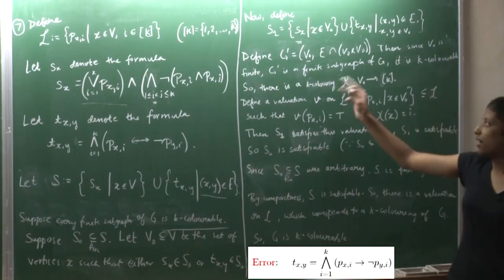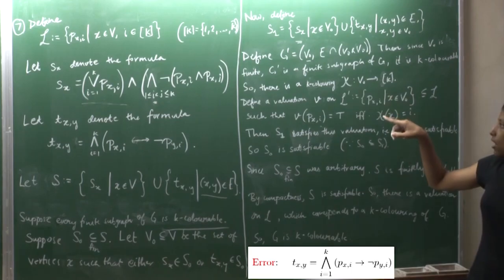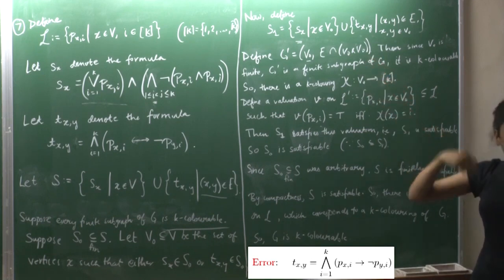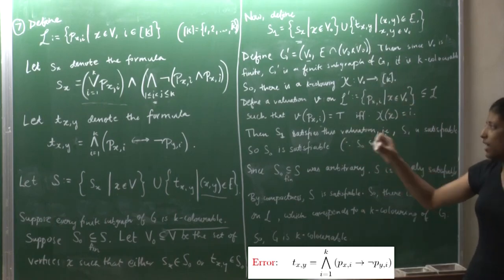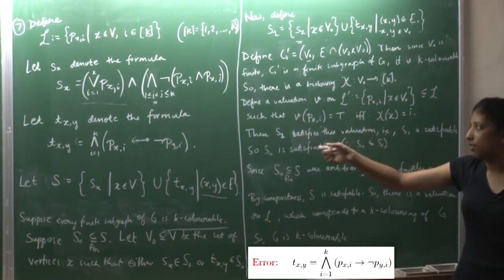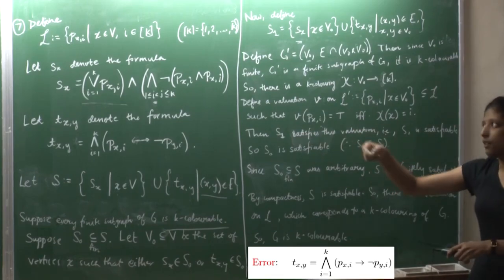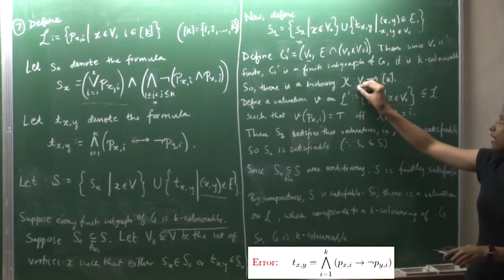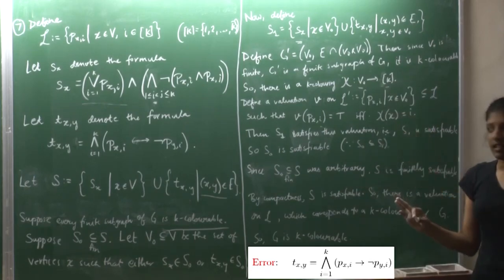By our hypothesis, it is k-colorable. So what does that mean? There's a k-coloring. So there's a function from the set of vertices to the set of k colors. And now, how from here do we say that our S1 is satisfiable? We want to define a valuation on the propositional variables. We use the intuition that we had at the back of our mind. We say that P_x,i is true if and only if we have assigned our vertex x a color i. Does that make sense?